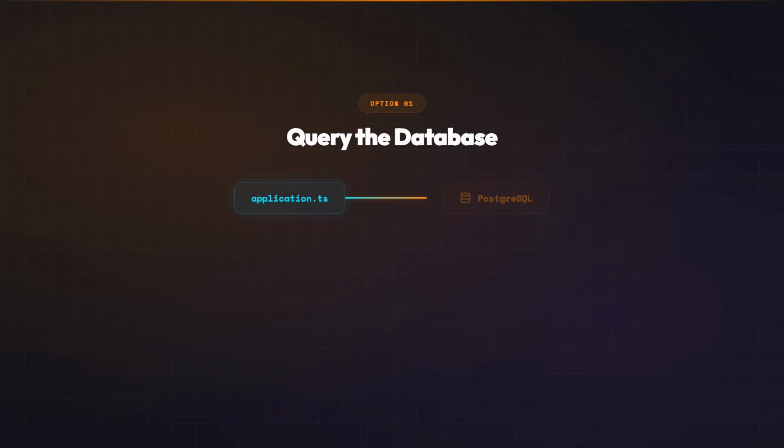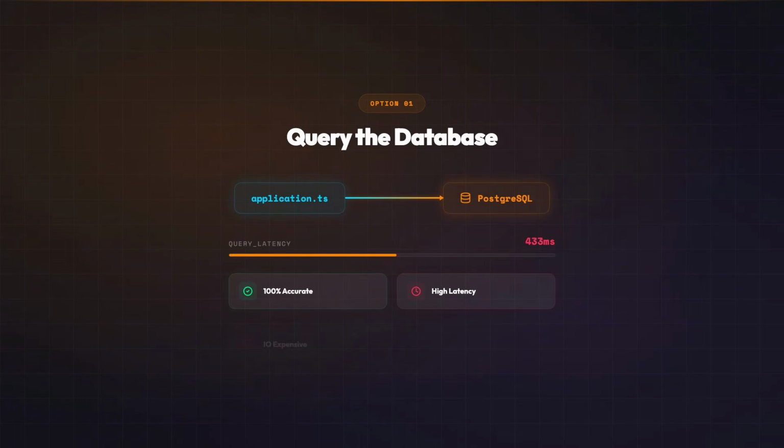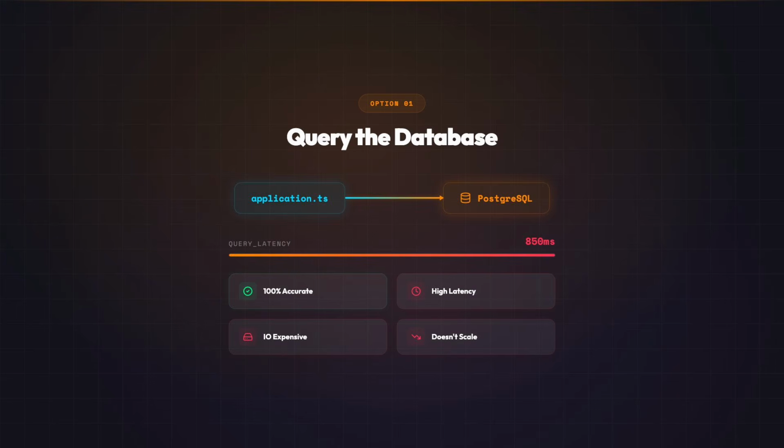Option 1. Just query the database. 100% accurate. But your latency goes through the roof. Your I/O is crying, and at high traffic it scales about as well as a chocolate teapot.